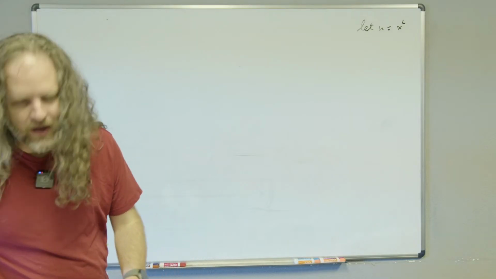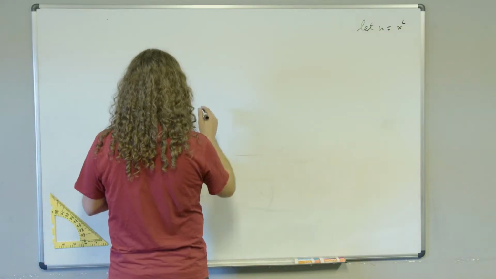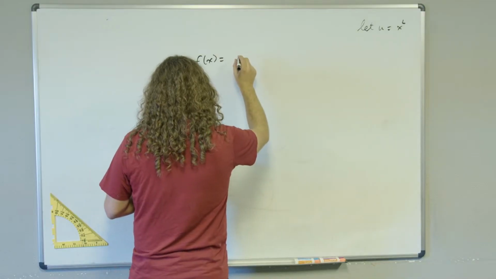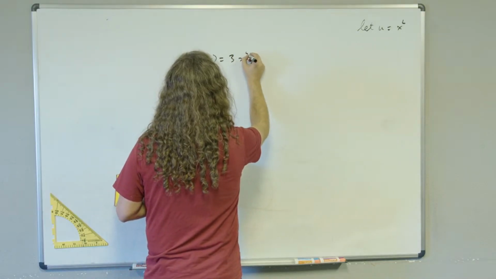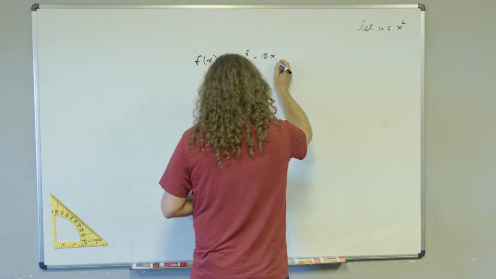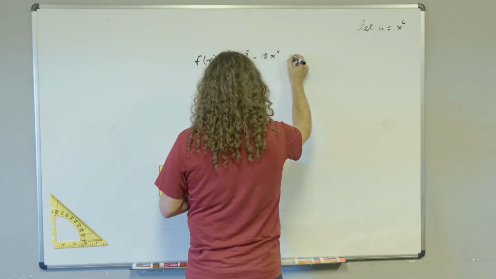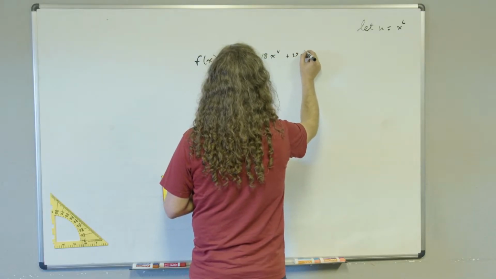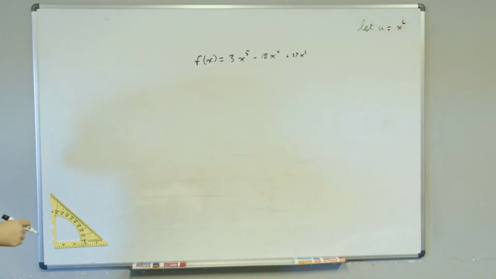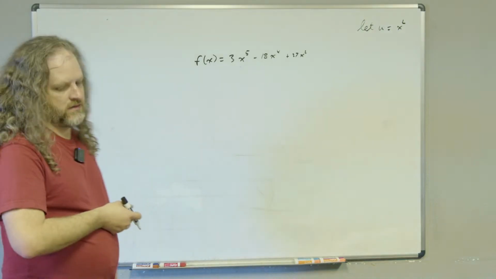What about this one? F of x equals 3x to the 5th minus 18x to the 4th plus 27x cubed. How many possible real zeros are there? 5. How many turning points are there? At most 4, right? You said cube, but wrote square.